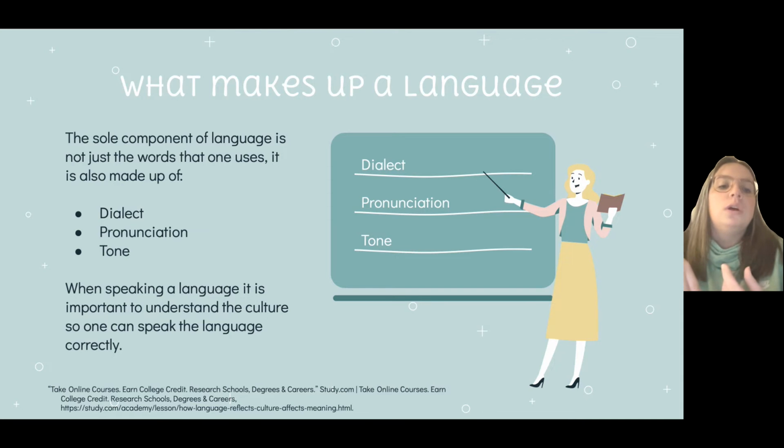So it's important to understand culture to understand paralanguage to understand the language, which is very difficult. It's kind of like a chain. So when speaking a language, it is important to understand the culture. That way, you're using the correct term, you're pronouncing things correctly, you're not doing anything insensitively, which kind of leads us into culture.